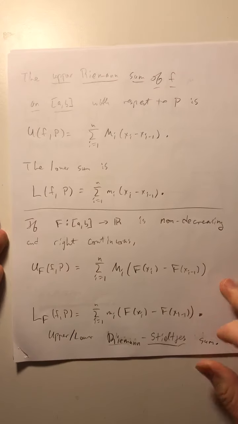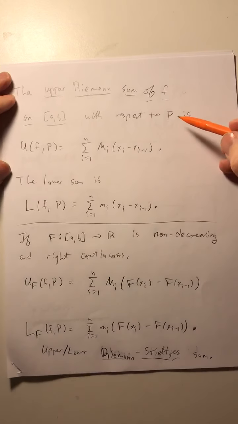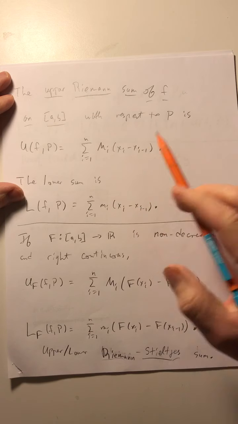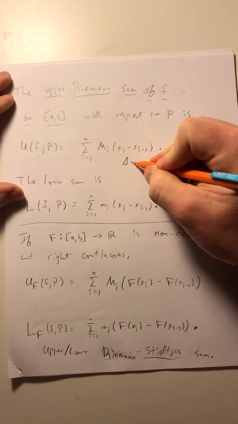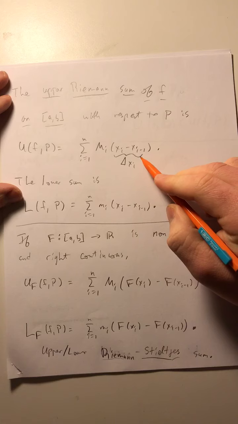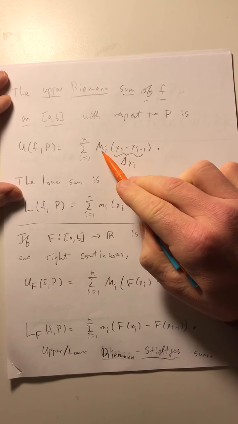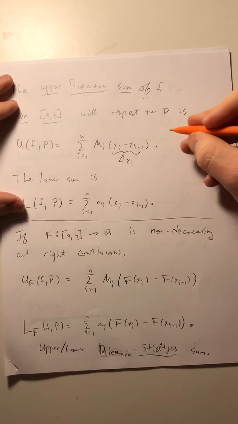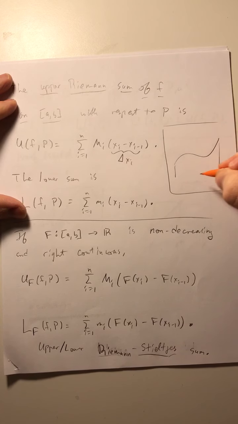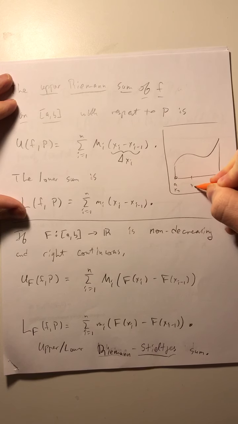Okay. So the upper Riemann sum of f on this interval with respect to P is the sum of x_i minus x_{i-1}, which sometimes we call delta x_i. It's just the length of interval number i. And I multiply that by the supremum, the supremum of the function values on the interval number i. So for example, I have a function like this. That's a, that's x0, and then x1, then x2, x3.